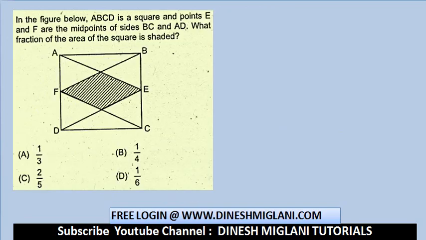In the figure below, ABCD is a square. E and F are the midpoints of this. So what is the fraction of the shaded portion? Right. These E and F are the midpoints. So what I can say, let us say the side is 4. So total is 4. This would be 2. That we can say. Now it's a rectangle.